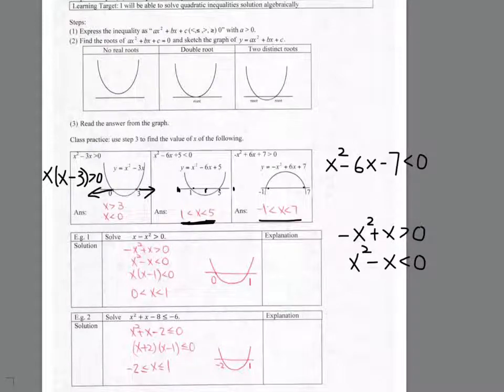So what are the x-intercepts? Obviously I can use the factoring fish as we did with the very first example. X times x, I have x squared. X times negative 1, that's negative x.